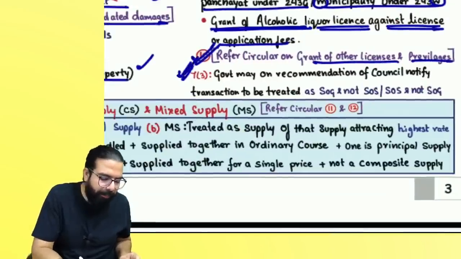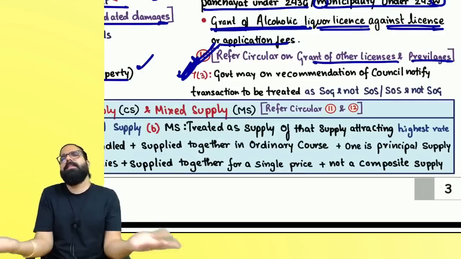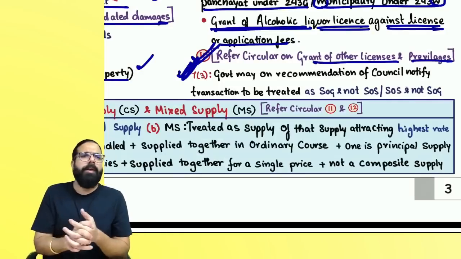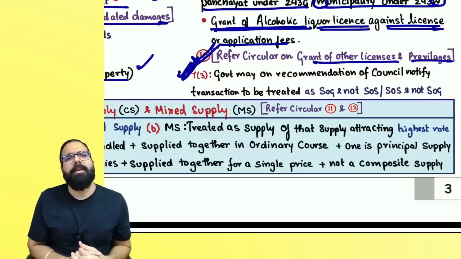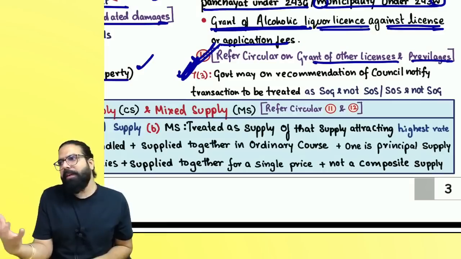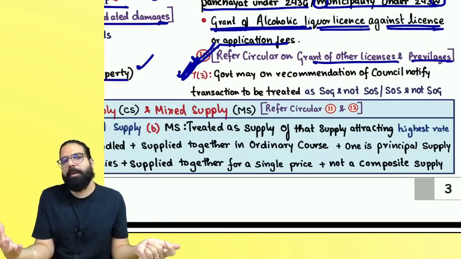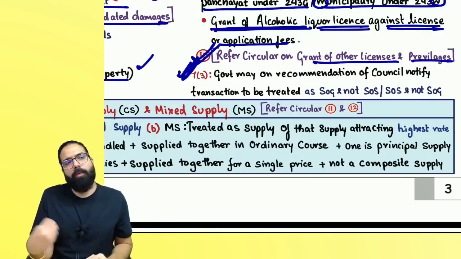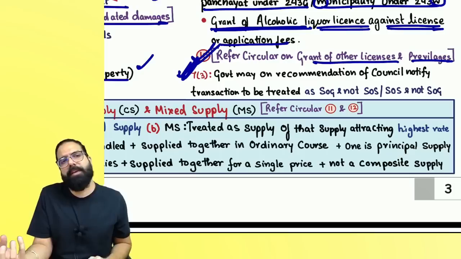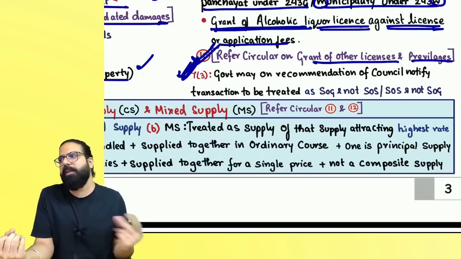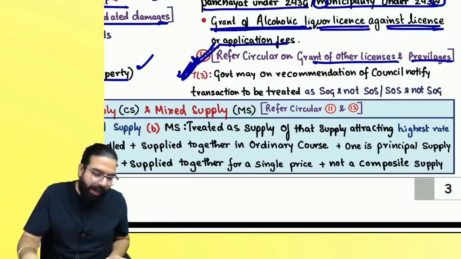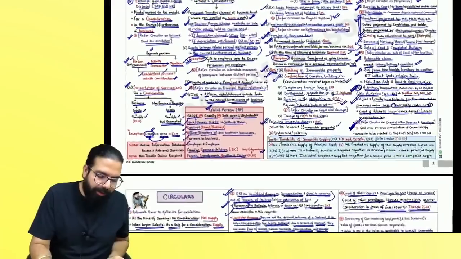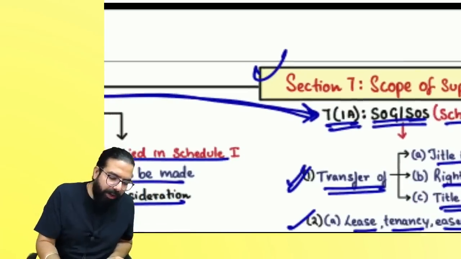Then we have section 7(3), which says that the government has the power to declare something as supply of goods if it wants. If the government says it is supply of goods, then it will never be supply of service. If the government wants, it can say something is supply of service, and if the government says that, it will never be supply of goods. That is the power under section 7(3). Everyone tell me one thing: what did we learn in section 7?